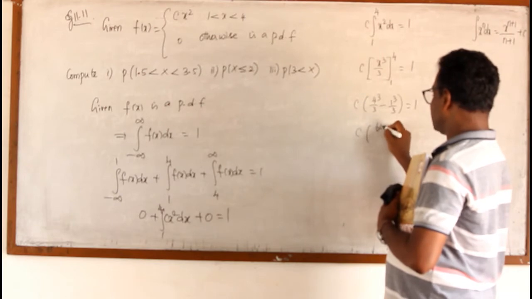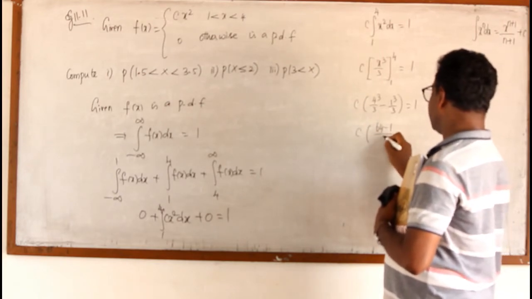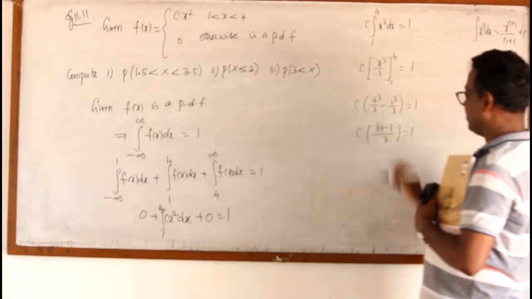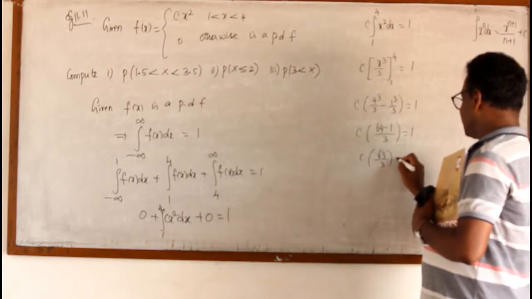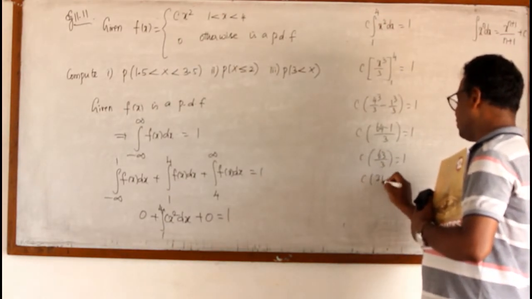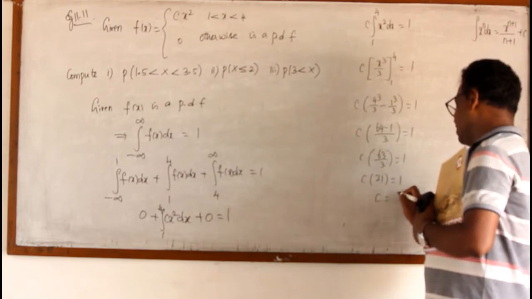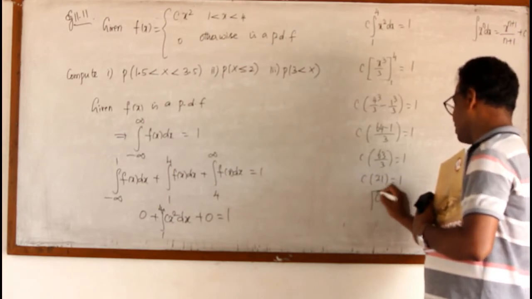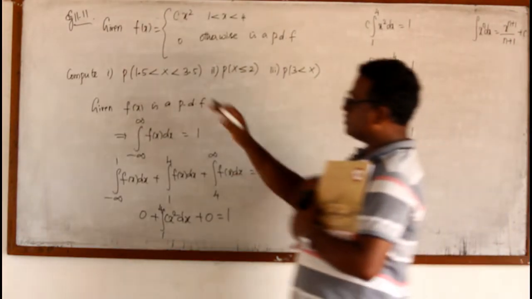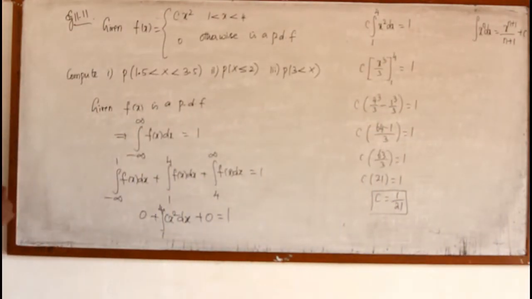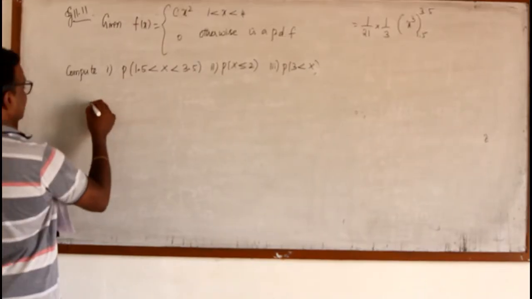c into 64 minus 1 by 3, because both have denominator 3, 63 by 3 equals 1. So c times 21 equals 1, c equals 1 by 21. So we found the value of c. Now we shall go for each and every question. Can you understand? Now we shall go for the first question.